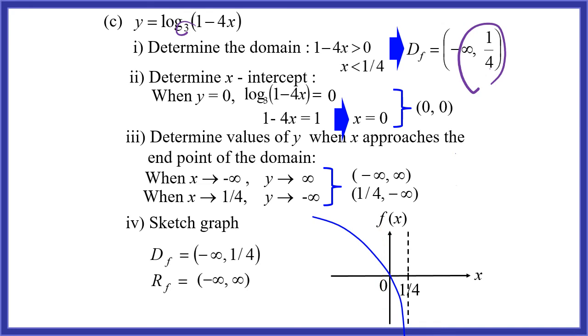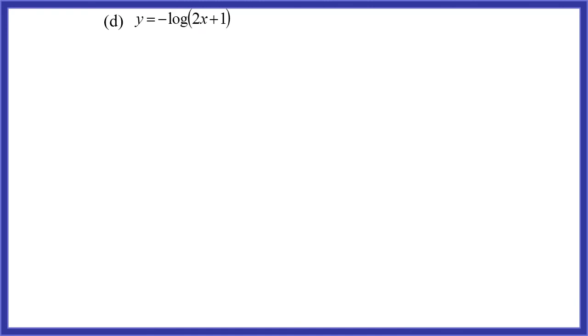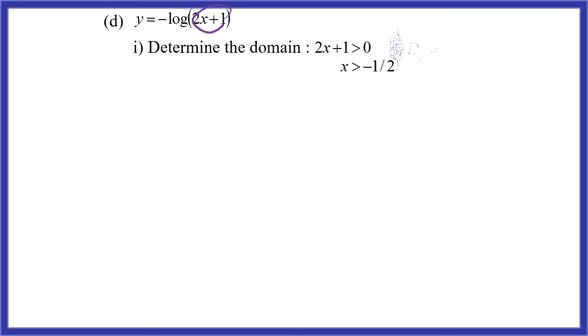Lastly, for question D. Y is equal to negative of log base 10 of 2x plus 1. So, determine the domain. Everything inside the log is more than 0. So, 2x plus 1 is more than 0. So, x should be more than negative 1 over 2. So, the domain is starting from negative 1 over 2 up to infinity, because it's going to the right. So, it should be to the infinity.